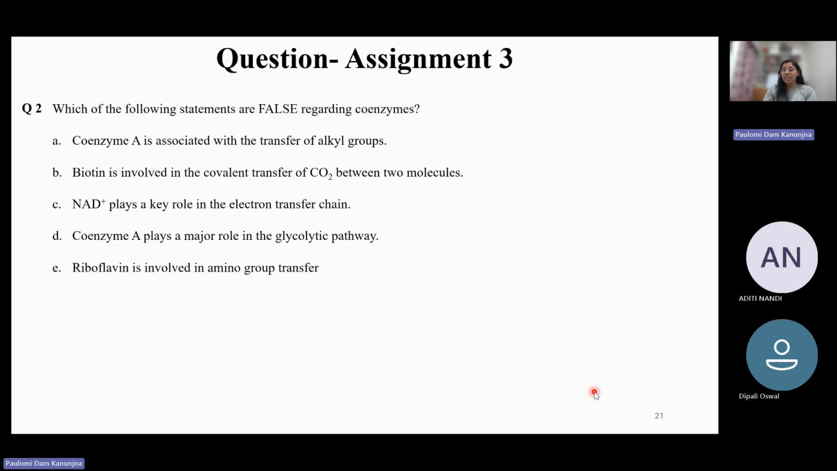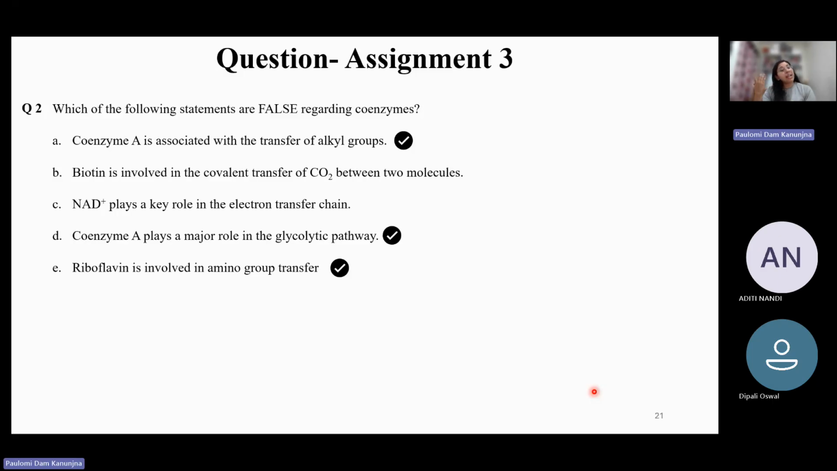Once again, these are all from your assignment questions. I'm pretty sure you would have already looked into these questions, but just so that it's a good revision. A, B, C, and someone said D. Okay, you have to give me the false statements, right? False is A, D, and E, right? So we'll see why. Now, why is the first statement wrong? Coenzyme A is associated with the transfer of alkyl groups.